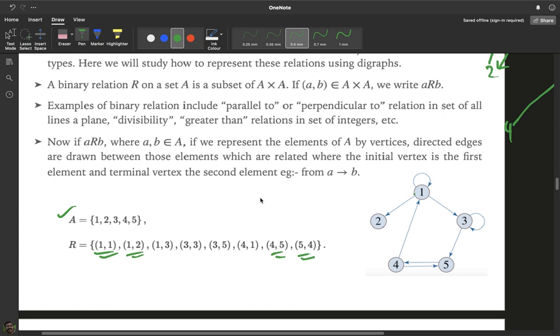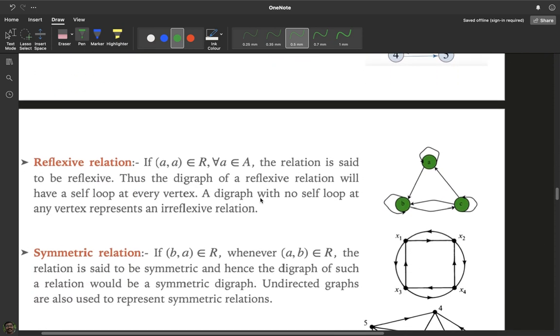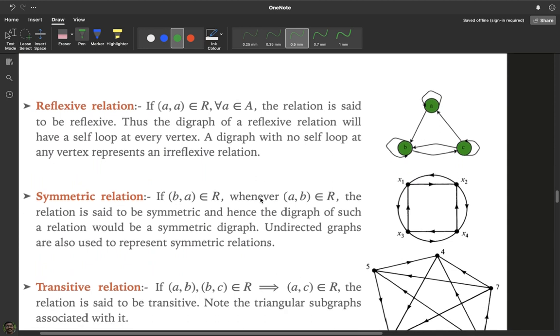Now we will see some special cases of binary relations which we have already studied, called reflexive, symmetric, transitive, and equivalence. Let us see the diagrams of them also. So what is a reflexive relation? In a reflexive relation, every element is always related to itself. That means A is related to A for all A in the set A. That is the concept here.